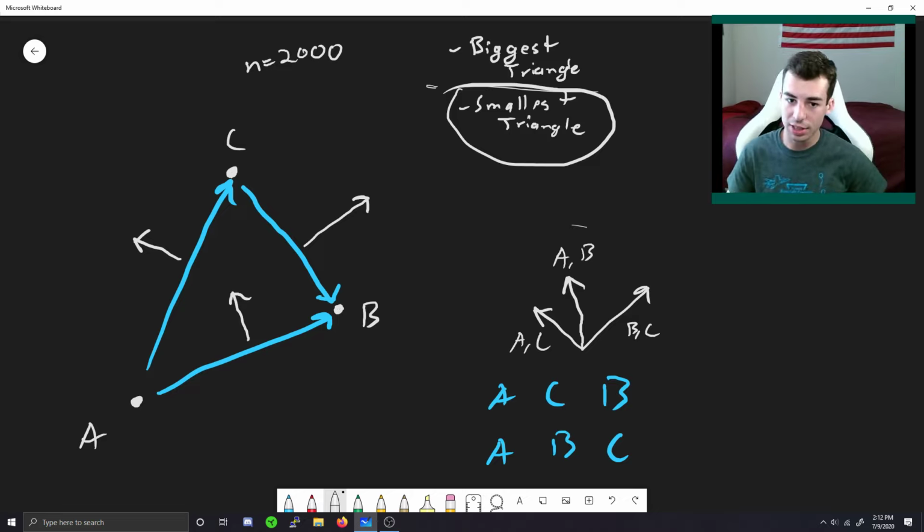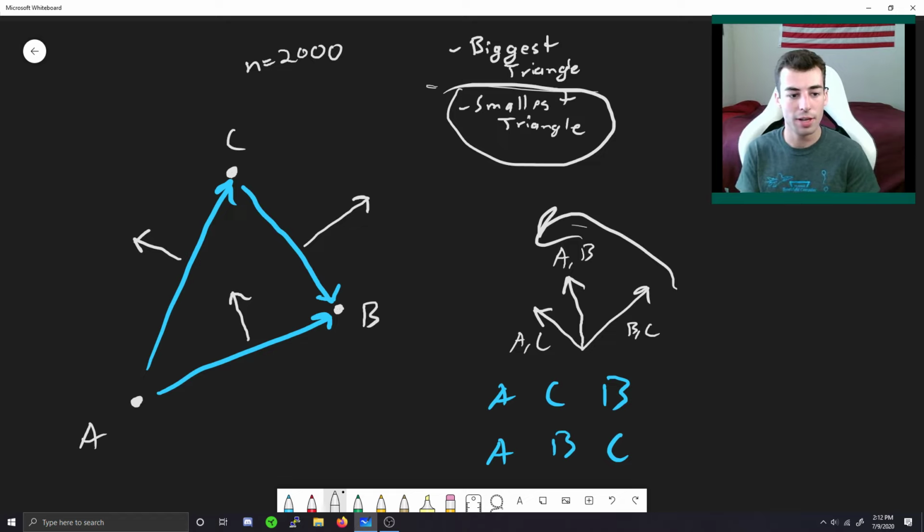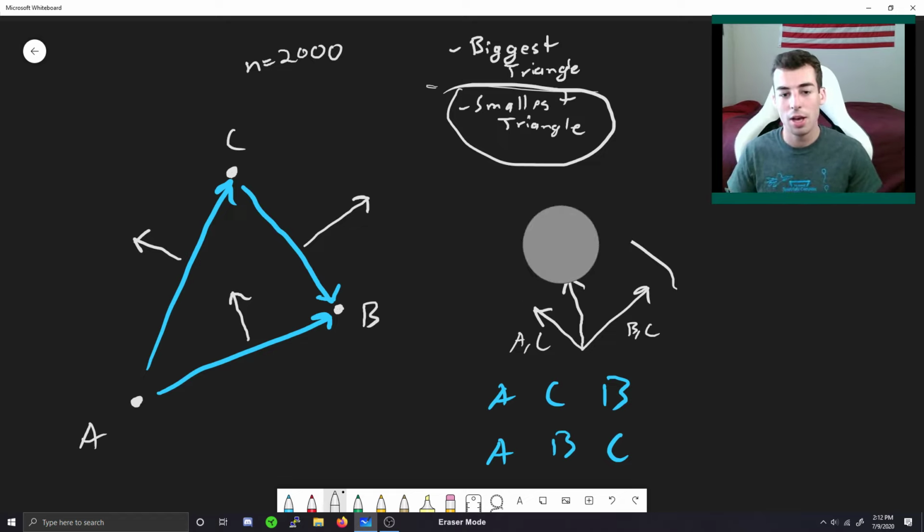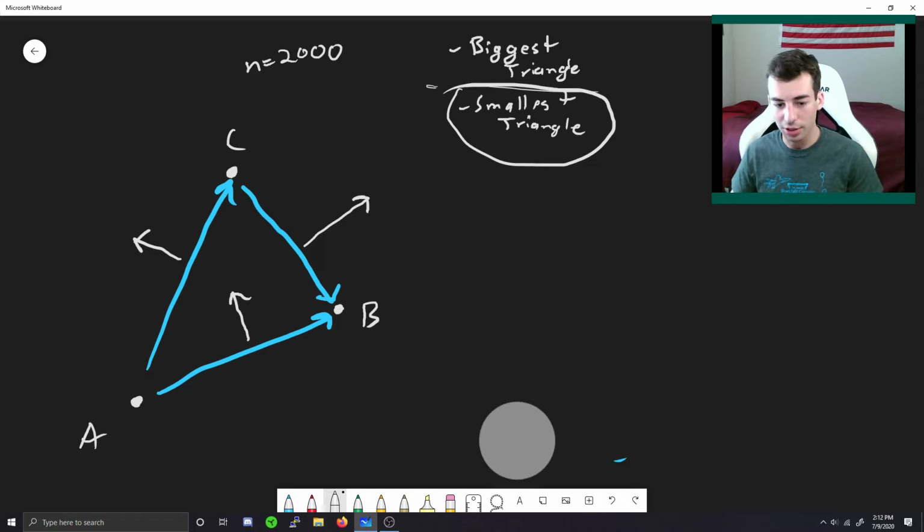And we can have this list of events. We can process it in this order, and we can keep track of everything as we go. So awesome. That is pretty much the TLDR of this method. And that solves the smallest triangle case.